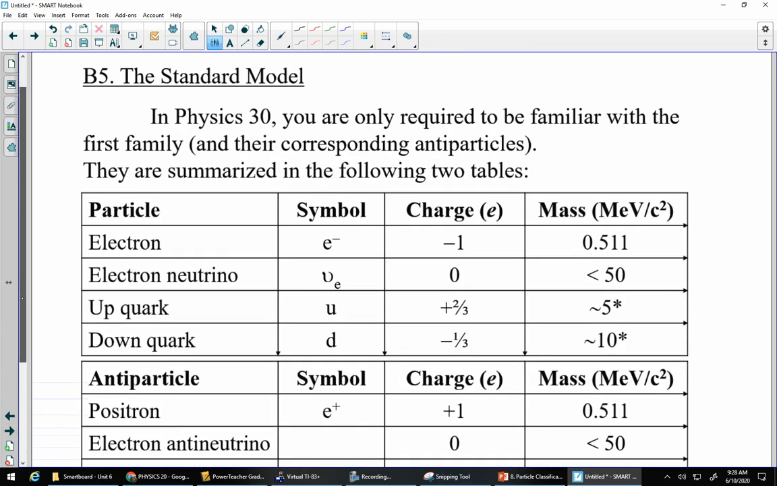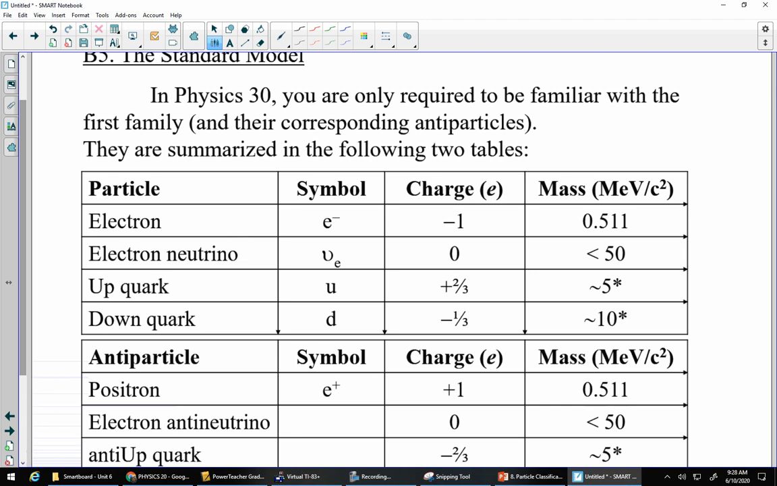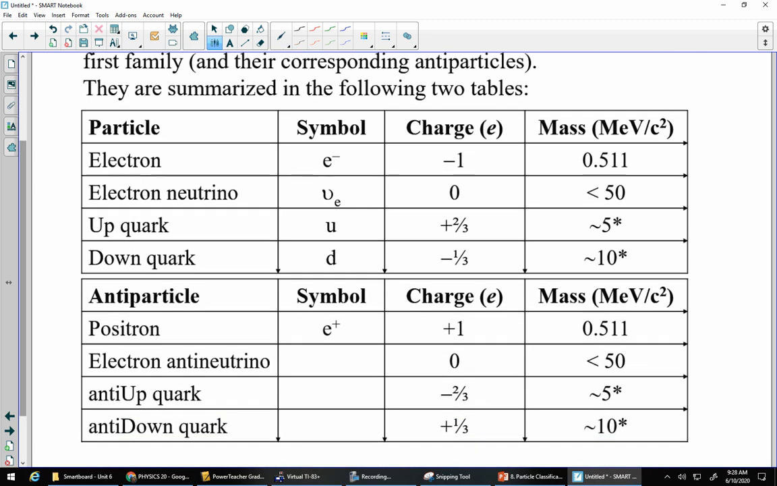So the standard model in Physics 30, you've got to be familiar with this, essentially with what's on your data sheet. Keep in mind, most of this is fairly straightforward. Mass is a little bit trickier, in mega electron volts per speed of light squared. Remember, that's based off delta mc squared, and it's talking more about the energy. If you go back to, I think it was lesson 1, you can figure out the energy in joules for that if you need to, but its mass is in terms of energy.